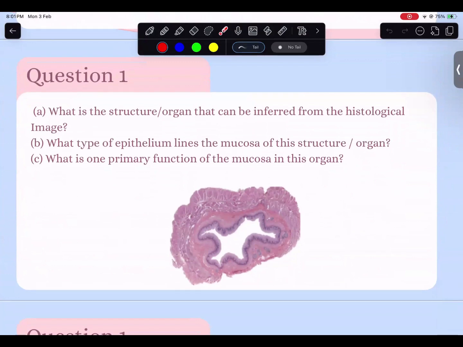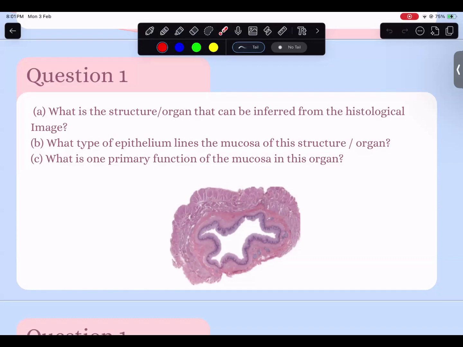Question number 1. What is the structure or organ that can be inferred from the histological image? And what type of epithelium lines the mucosa? And also, what is the primary function of the mucosa? Esophagus, right? Good job. What type of epithelium? Stratified squamous. Good job. Okay. And what is the one primary function of the mucosa in this organ?